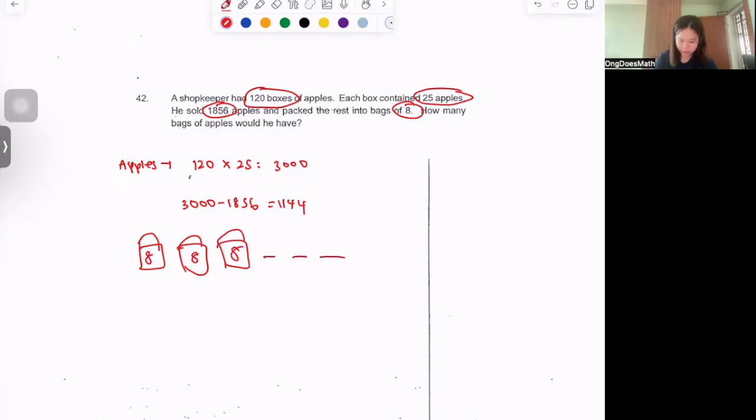Then in total, you have 1144 apples. And they ask you how many bags. So number of bags will just be 1144 divided by 8. So that will give you 143 bags. Hence answer is 143.